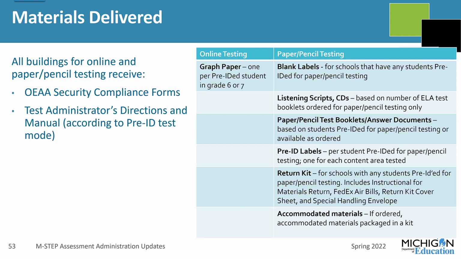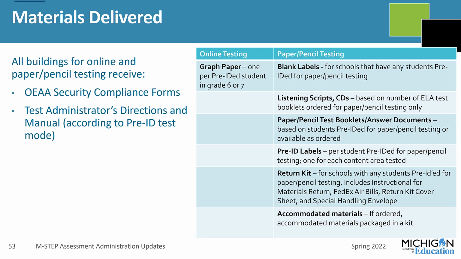For schools that have any student pre-ID'd for paper pencil testing, then they will receive blank labels that you can print barcodes on, if necessary, listening scripts and CDs, of course the test booklets and answer documents, and your printed pre-ID labels based on the students who were pre-ID'd to paper pencil testing on or before February 16th.